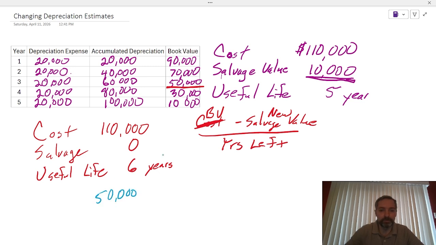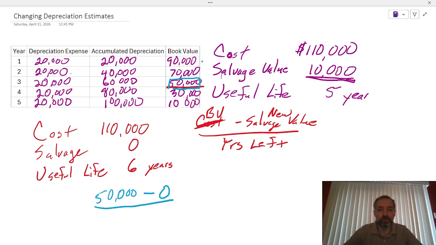So our book value at this point is $50,000, because that's our current book value. We have $110,000 in cost, $60,000 in accumulated depreciation. So our book value is $50,000. Our new salvage value is 0. We're saying we're not getting anything out of this. And then we're going to divide it by the years left.